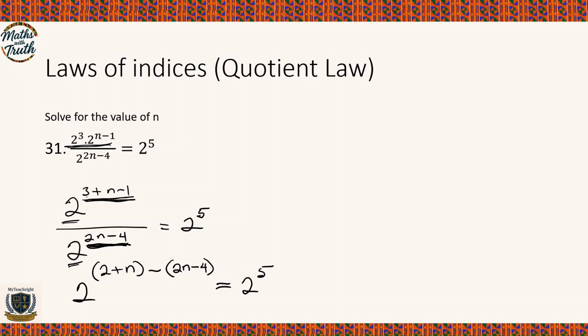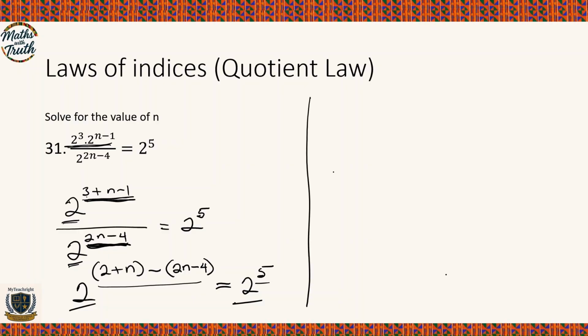Now, if you have two indices expressions that are equal and the bases are the same, then the exponents should also be the same. That is, if you have a exponent n is equal to a exponent b, and the bases are the same, then the exponents should be equal. So you have n is equal to b. Since the bases are the same, we can then equate the exponents.